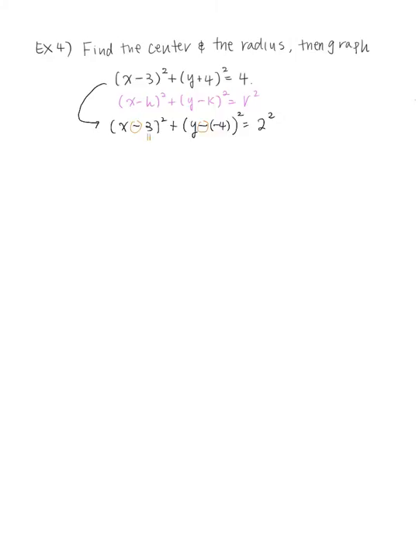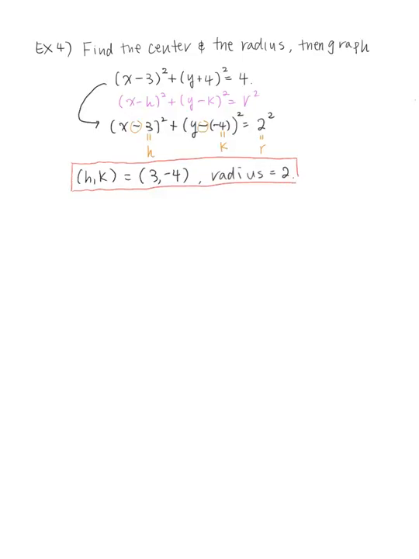So 3 is our h, negative 4 is our k, and our r is 2. So h, k, which is the center, is (3, −4), and the radius is 2. Let me box this for the answer, and now let's graph it.